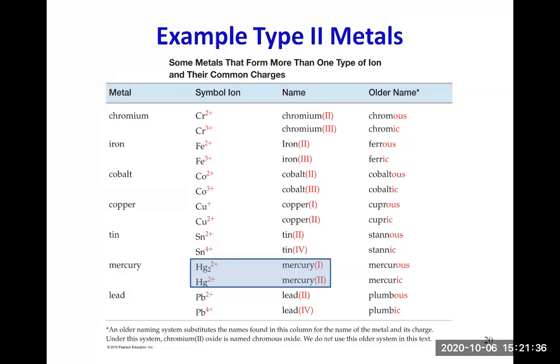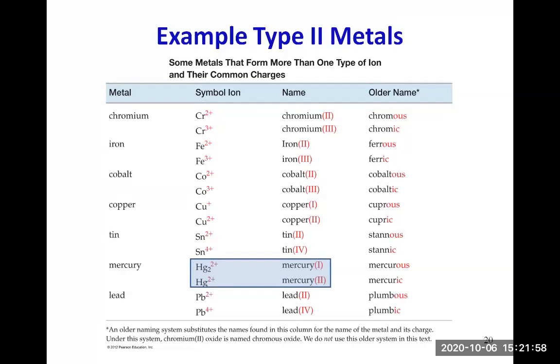So iron can be iron(II), iron(III), cobalt, cobalt(II), cobalt(III), copper, copper(I) or copper(II), tin, tin(II) or tin(IV), lead, lead(II) or lead(IV). So these two are from the group 4A.